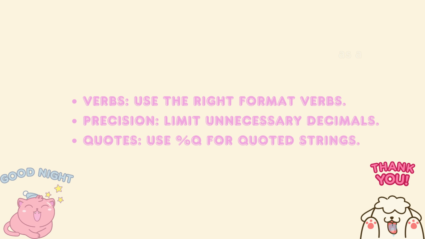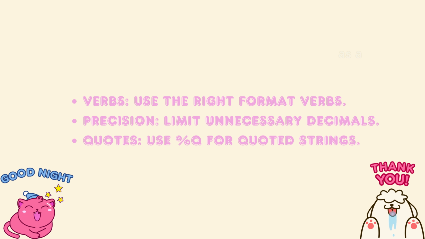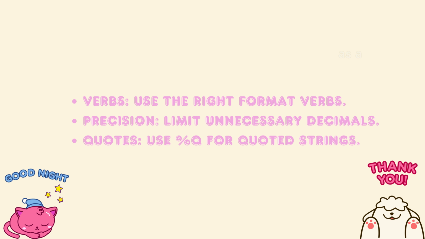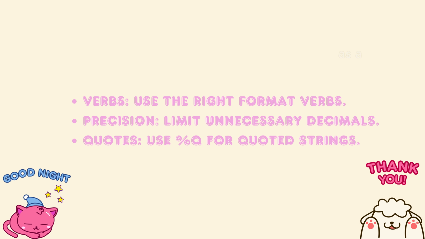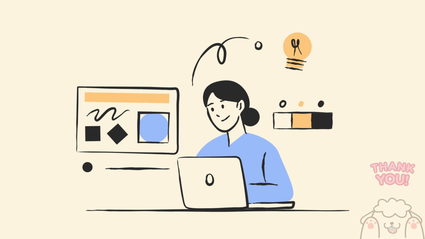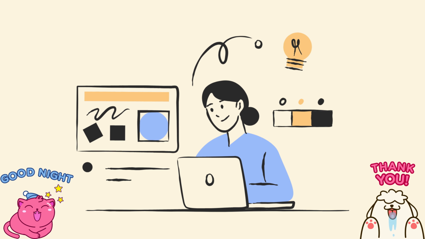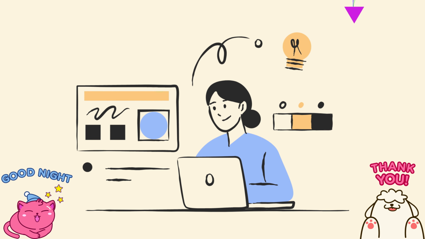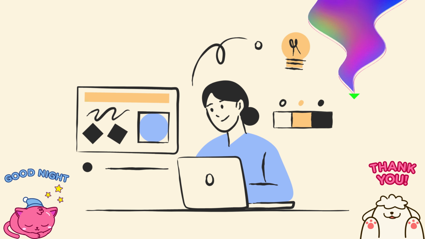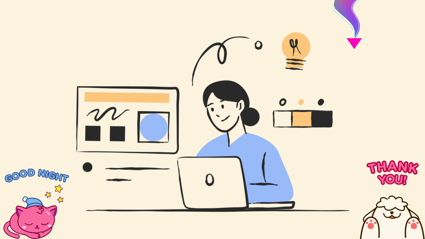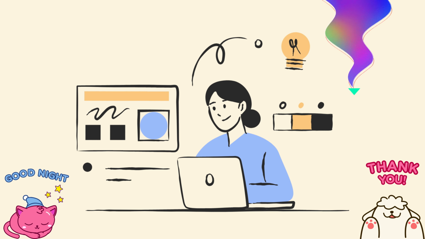When formatting with fmt.Sprintf in GoLang, remember these quick tips. Use the right format verbs for the right data types. Limit your floating point precision when it's not necessary to show every decimal. Use %q for quoted strings when working with text output. And there you have it. fmt.Sprintf is your go-to tool for formatting data in GoLang, whether you're working with numbers, strings, or even memory addresses. It's easy to use and makes your output clean and professional.